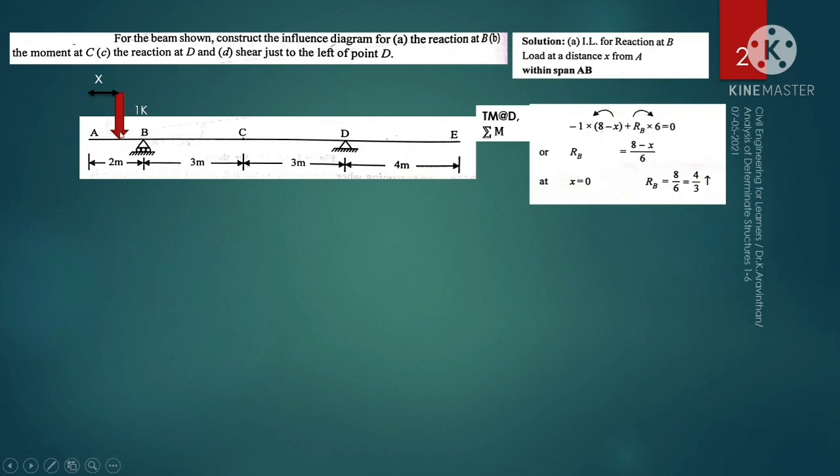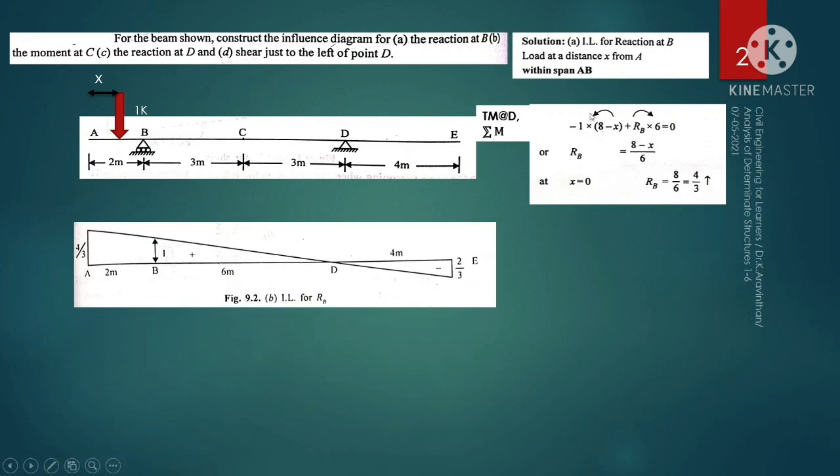The load is 1 kilonewton, and the total distance is 3 plus 3 is 6, plus 2 is 8. So 8 minus x will be the distance from the support D to the load. Hence we indicate 1 into 8 minus x. So this is our equation when we take moment at the point D. If you equate it to 0, and you need RB, you can take everything to the right hand side, and 8 minus x divided by 6 will be the RB.